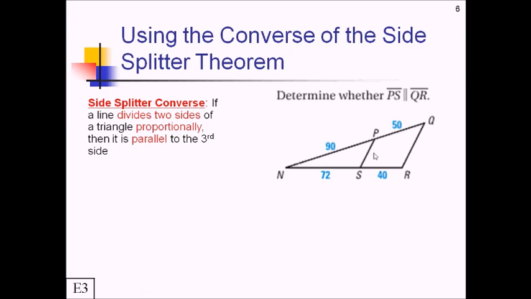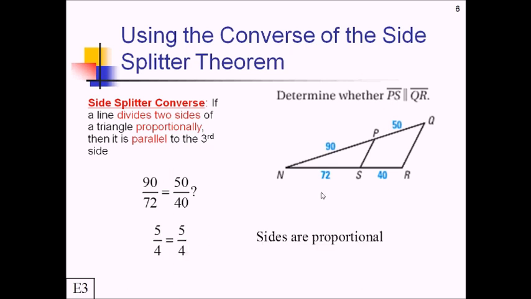So, does this line divide the triangle proportionally? Let's find out. 90 over 72, is that the same as 50 over 40? Well, 90 and 72 are both reducible by 18. That gives us 5 over 4. 50 over 40 is also 5 over 4. Since these sides are proportional, we can say yes, PS is parallel to QR.